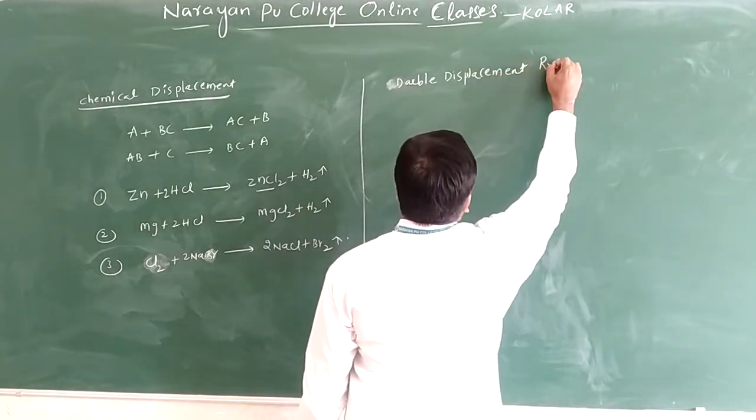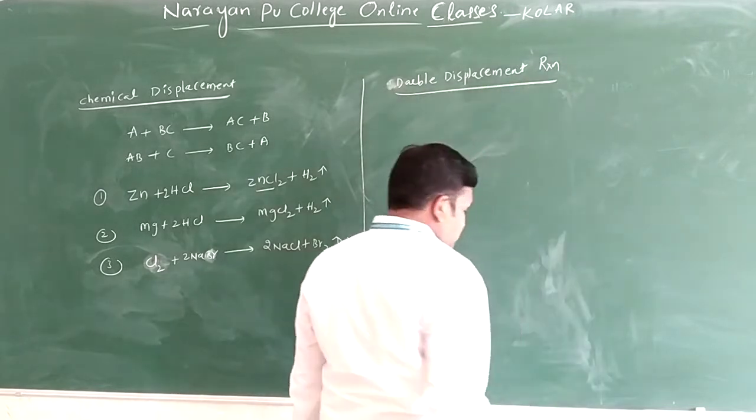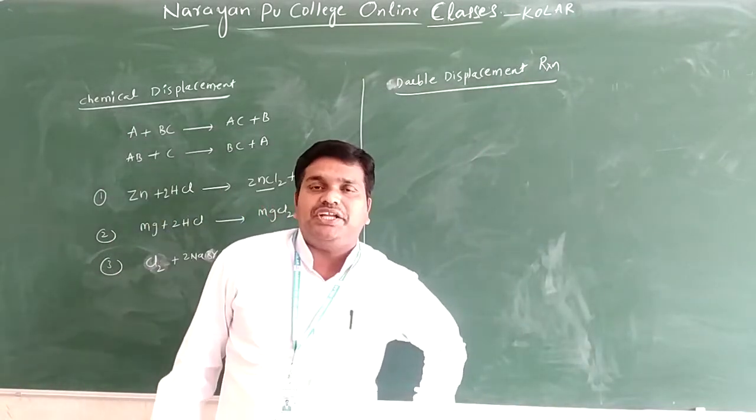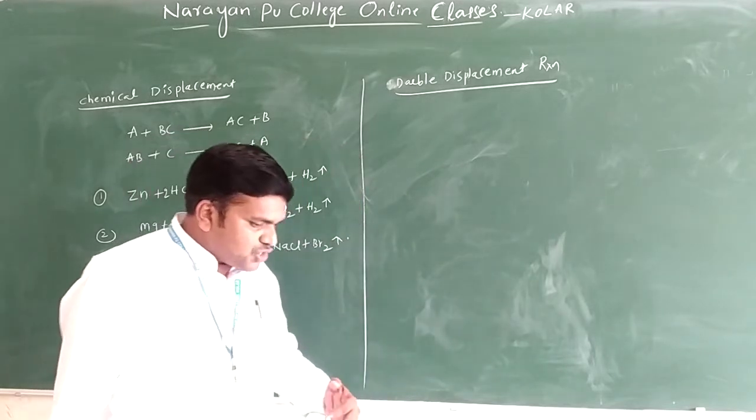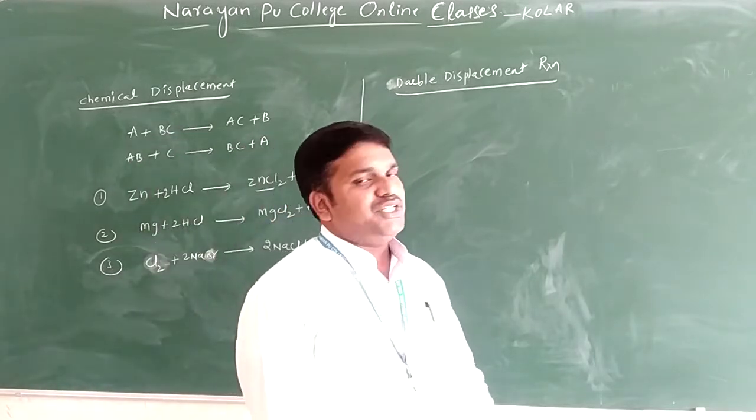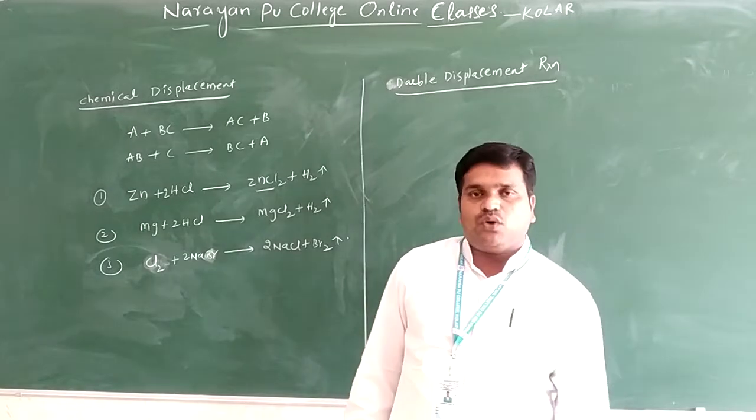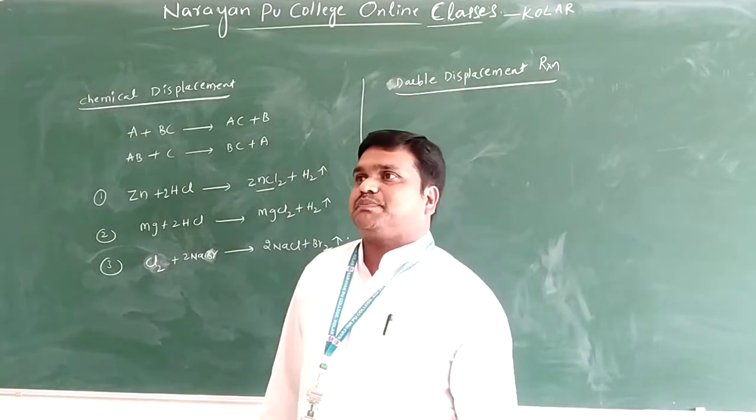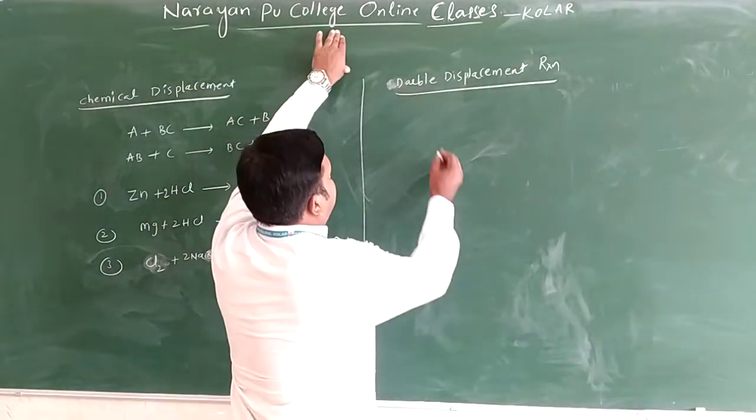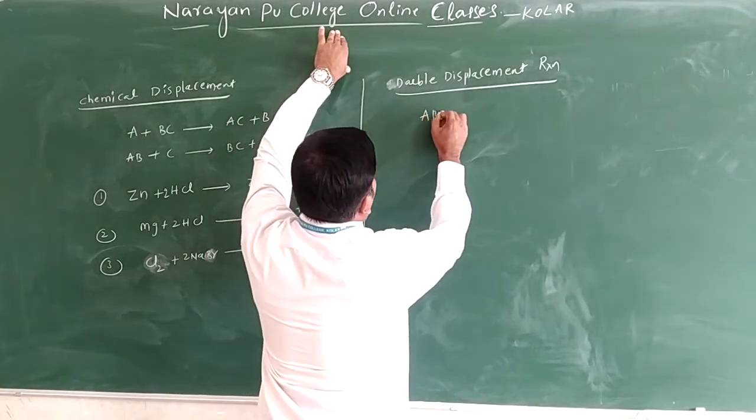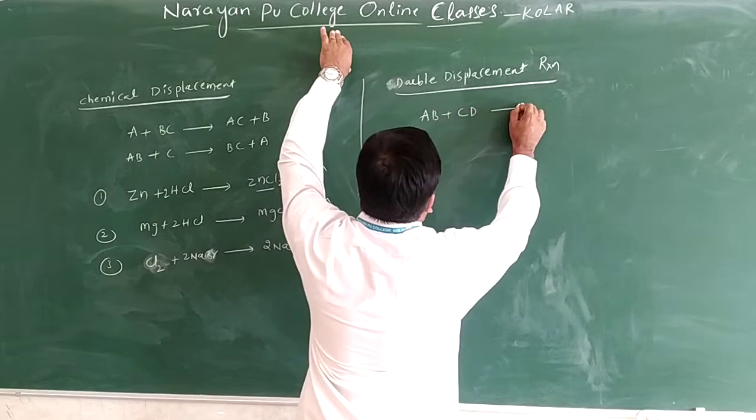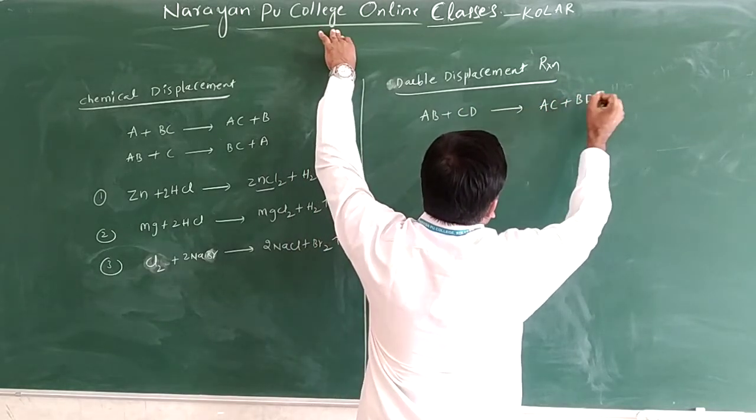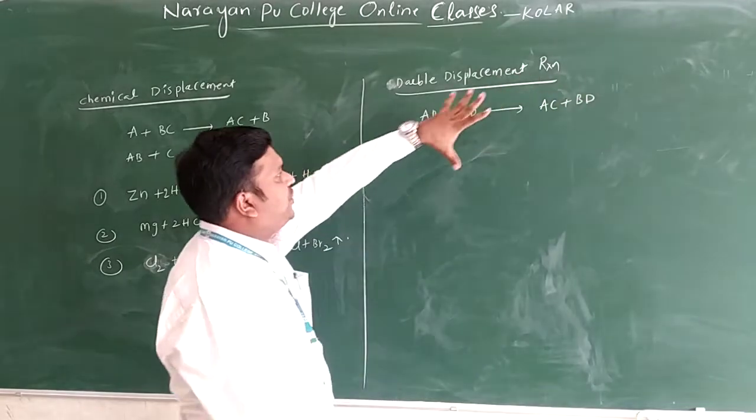Double displacement reaction. A double displacement reaction mainly takes place between two ionic compounds only. In these two ionic compounds, there is an exchange of ions. Then only the double displacement reaction will take place. Suppose I am writing here AB plus CD, then you are getting AC plus BD.